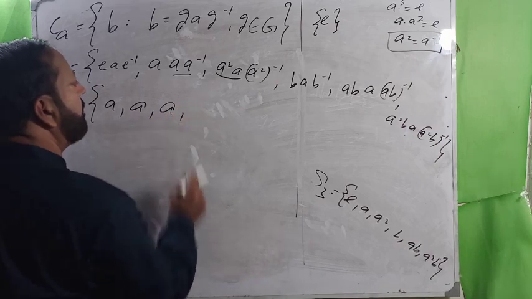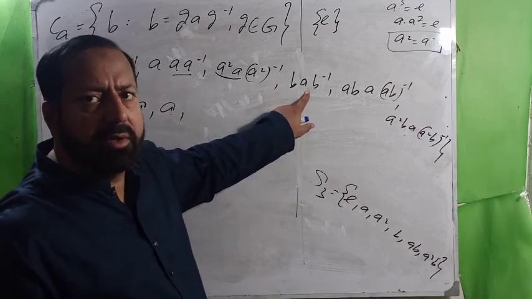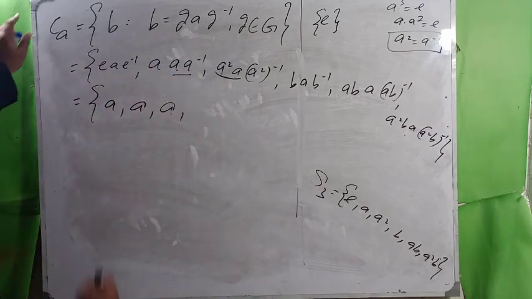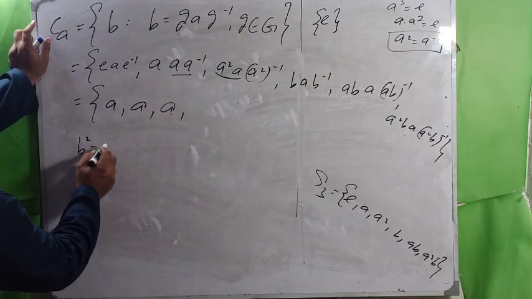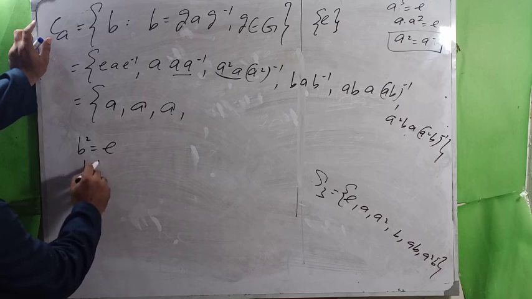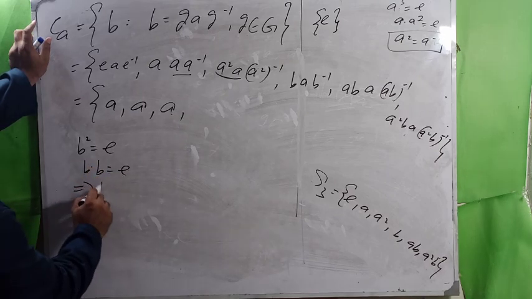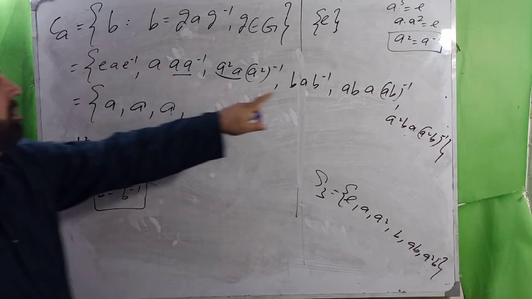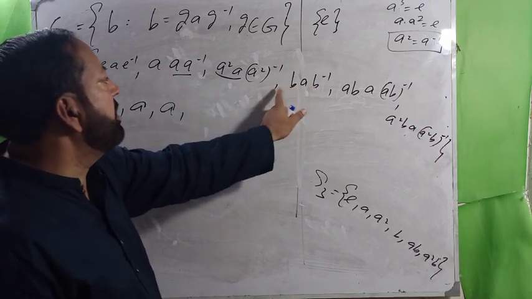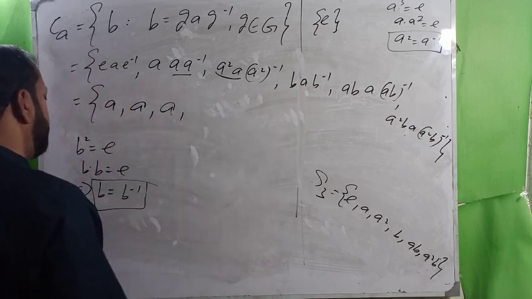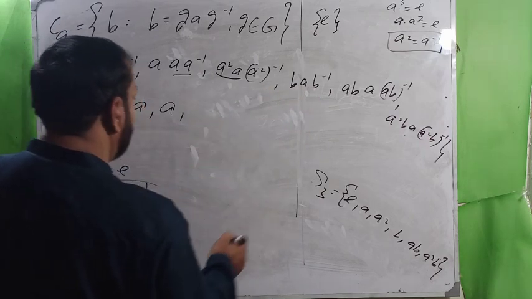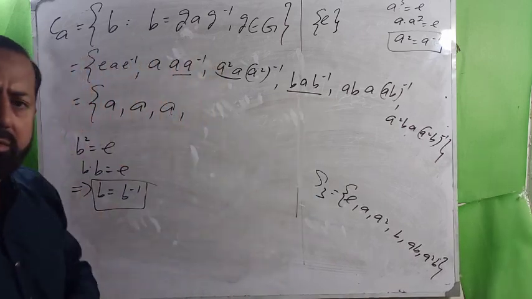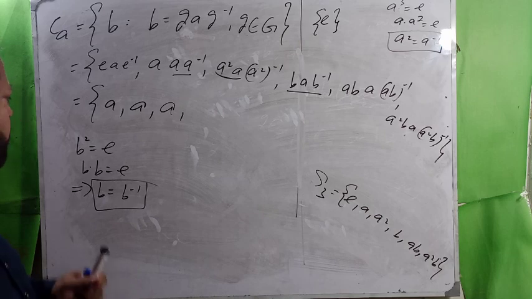This is again A. The BAB inverse. You know B inverse. What is B inverse? B square is equal to E. This implies B is equal to B inverse. Okay. So B inverse is B. This is BAB. Right. And what is BAB? You can solve this so easily.